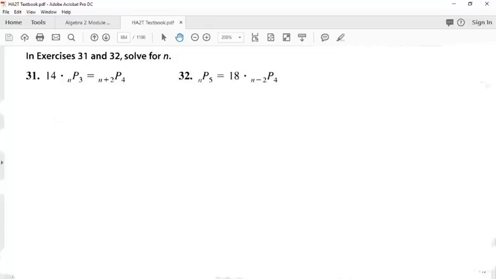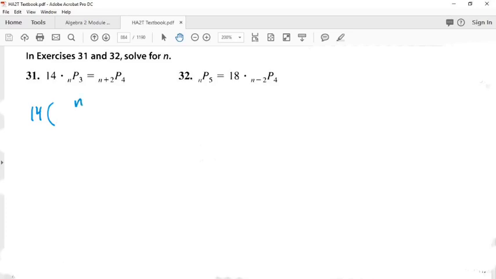Look at that P. Okay, we've got to try to solve for this N. In order to do this, you've got to know what the P means: permutation. So we're trying to find this value of N right here. I'm going to rewrite this without that P.